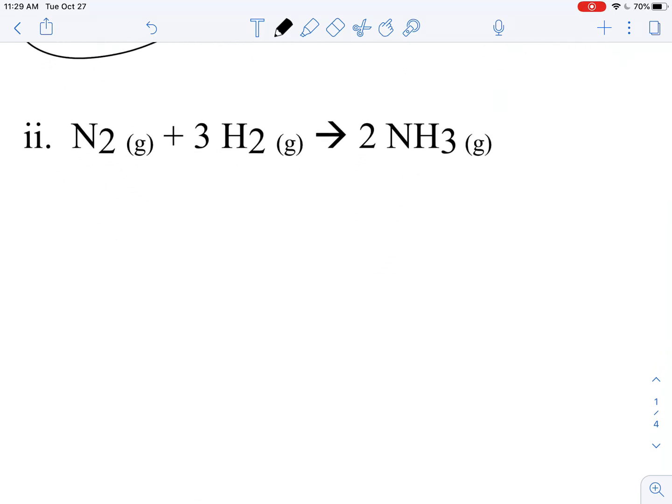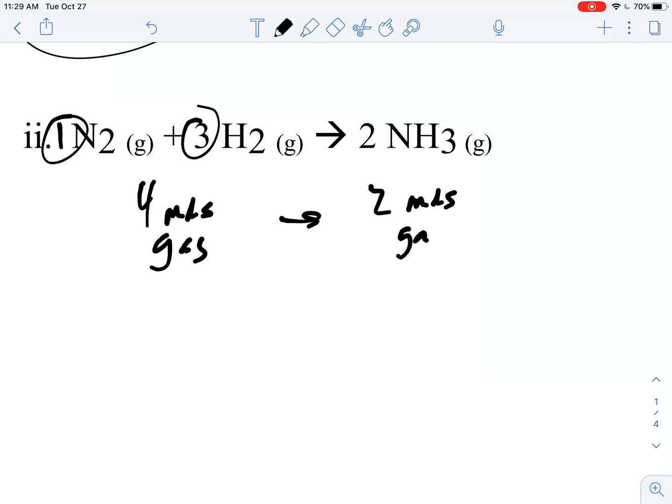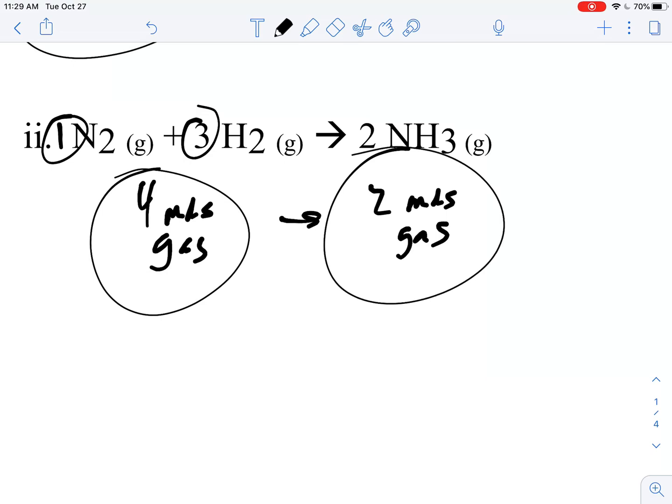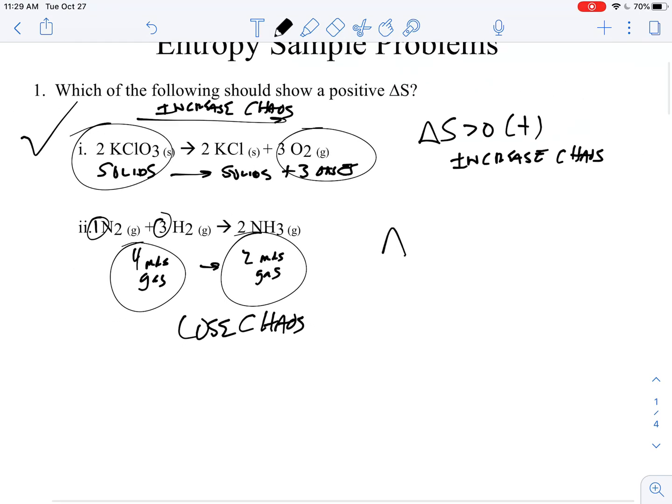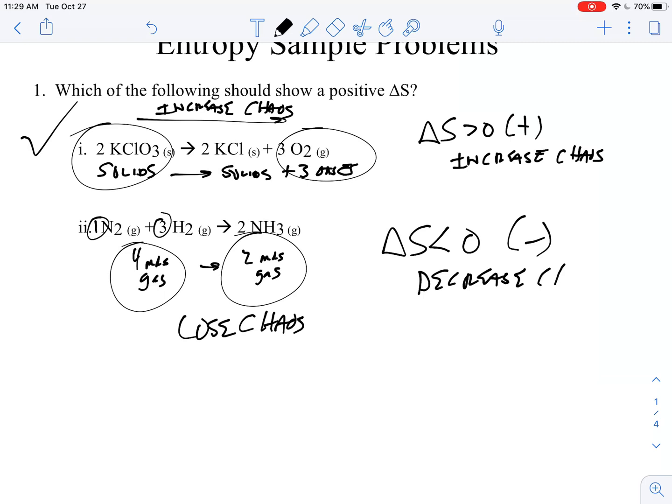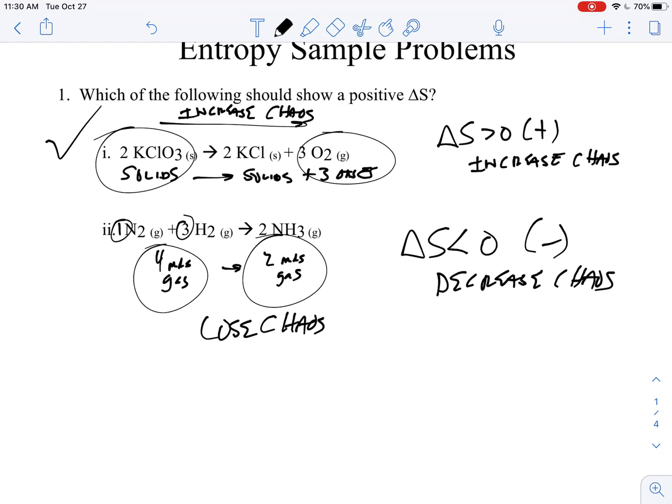Well, what about number 2? Everything is a gas here. Yeah, but you've got 4 moles of gas over here, and you're going to go down to only 2 moles of gas over here. Sure, this is a little bit more complex than either of these guys over on the left, but if you're going to go from 4 moles of gas down to 2 moles of gas, you are definitely going to lose chaos in this process. And if you lose chaos, now you're talking about delta S being less than 0 or negative. Here you see a decrease of chaos, or a decrease in the entropy.